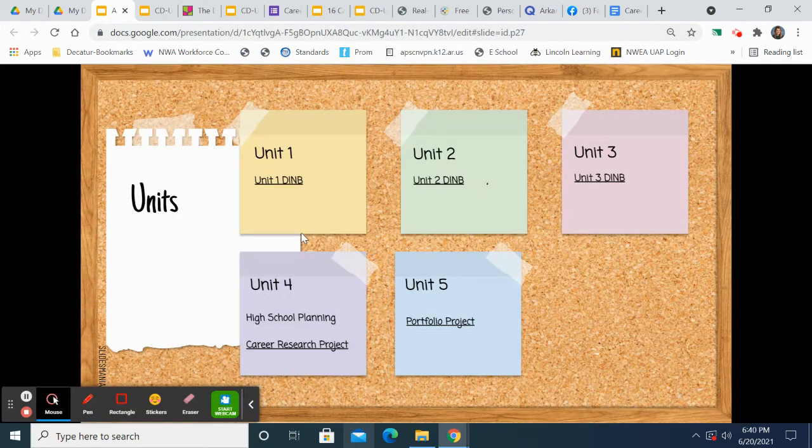Now, like I said earlier, unit 4 is where we break away from the digital interactive notebook for just a little bit. So I'm going to start with my career research project first.